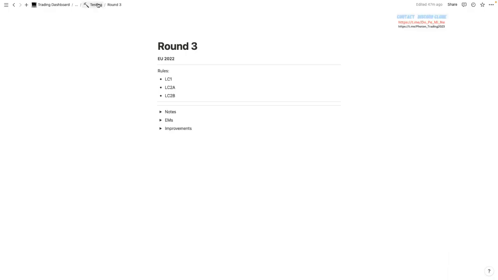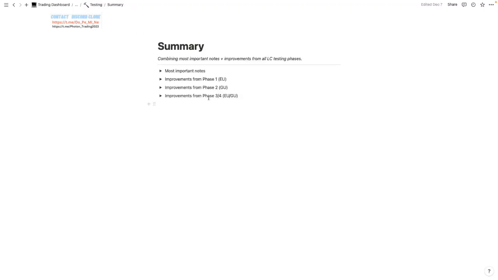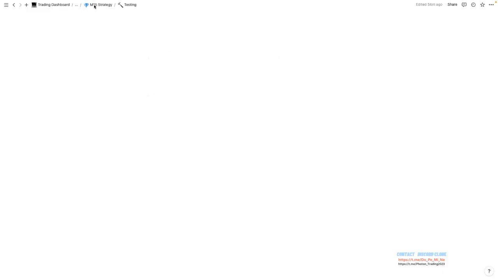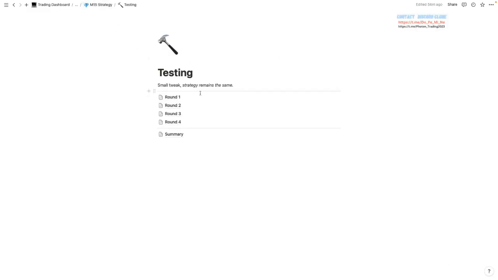Okay, and then round 4, which is the most refined way, and then I have a summary of everything, the most important notes, the most important improvements, like everything. Okay, absolutely everything. And this is the work it takes if you want to add a little small extra variable on top of your already existent profitable trading plan.